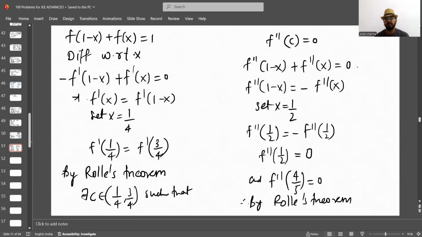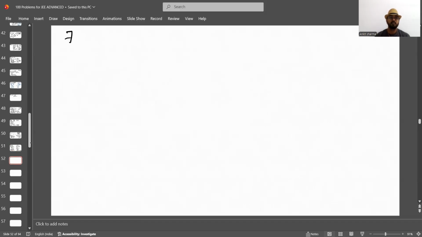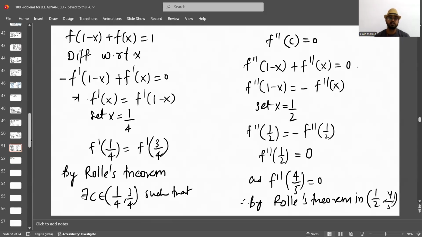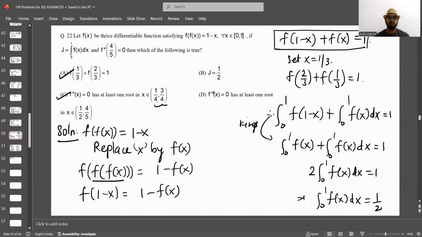Rolle's theorem we can apply in 1/2 to 4/5. So again, there exists some C1 belonging to (1/2, 4/5) such that f triple dash of C1 is 0. That means there exists a root for the third derivative as well. So option D is also true, since the correct question is f triple dash.